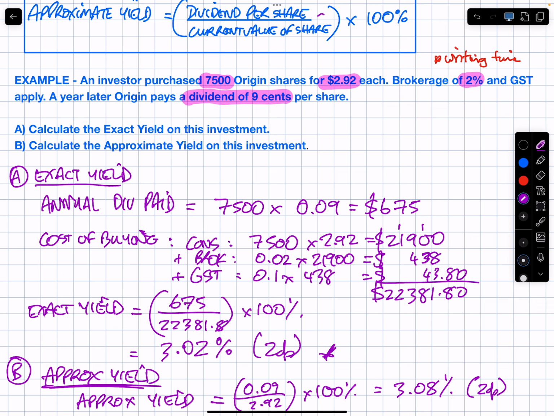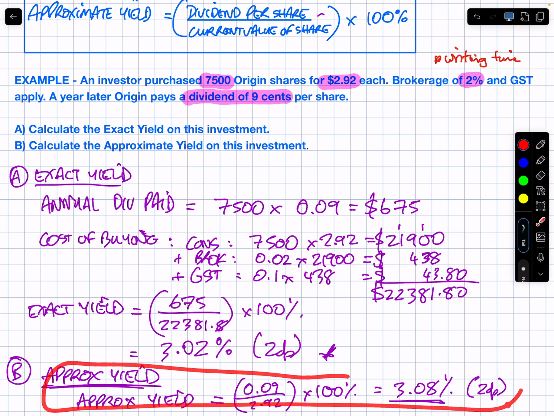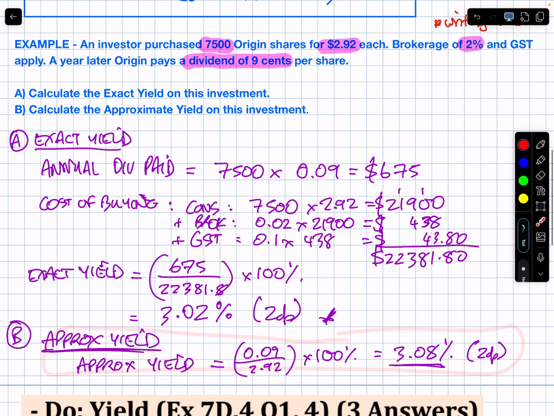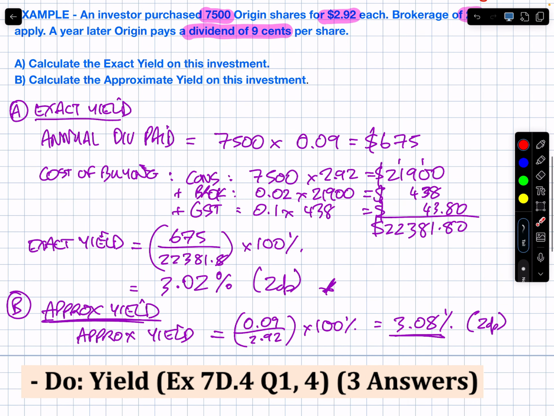Could someone possibly explain to me why the approximate yield is larger? Why is it larger? Because it doesn't factor in the cost of... Yes. When you're doing this maths here, did you do brokerage and GST at all? No. So you're ignoring the fact that you had to pay $438 for a guy to do something for you and $43.80 to the government. Your money didn't actually grow that much. Okay? So this is close, but it's false. 3.02 is the real thing.